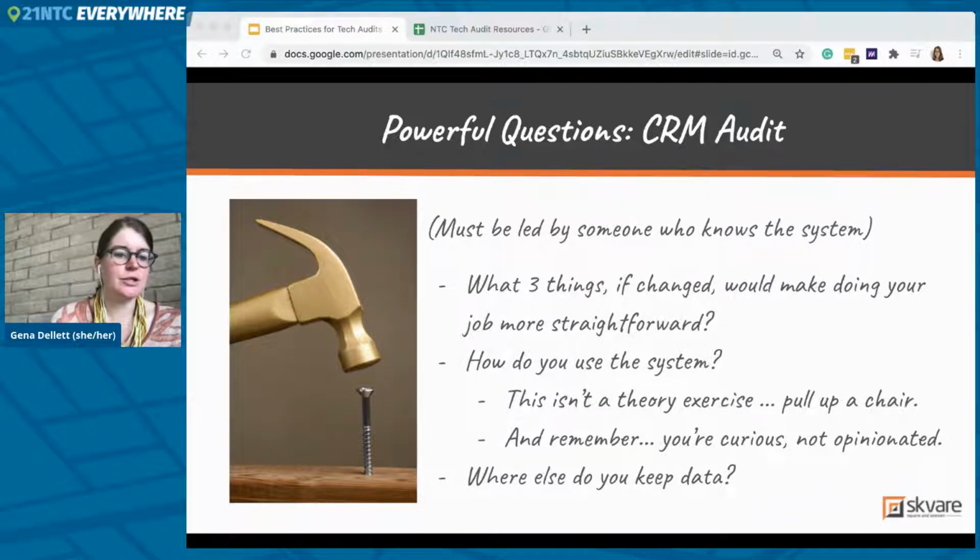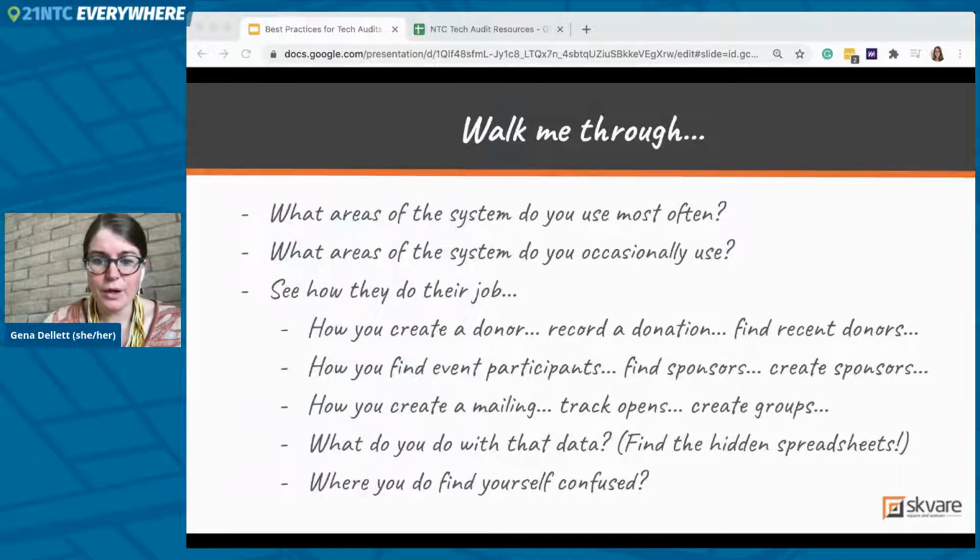So which systems do you use? How do you use those systems? This is just an information collection and not a theory exercise, but something where you're really pulling up a chair and sitting next to them to see exactly what it is, or having them share their screen to see how they complete their process. And part of what this can show is what areas of the system they use most often, or what areas of a system they only occasionally use.